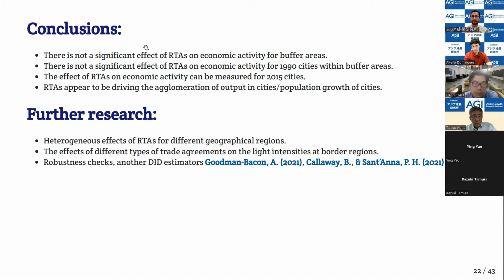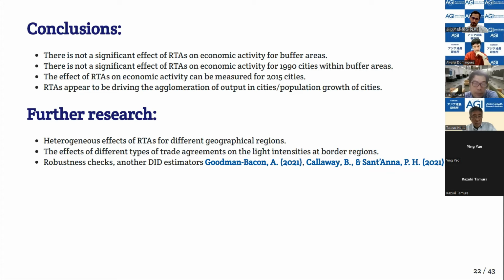So far, this is the first paper, and I can summarize it with these 4 sentences: we don't find a significant effect of RTAs on economic activity for buffer areas in general. Also, we do not find that effect when we focus on the 1990 cities. However, when we focus on the cities that were detected in 2015, we find, to a certain extent, a significant effect of RTAs on economic activity as proxied by nighttime lights. And that means that RTAs appear to be driving the agglomeration of output in cities or population growth. Here, we'll have to give a more detailed interpretation of nighttime lights because we do not measure population for those cities.